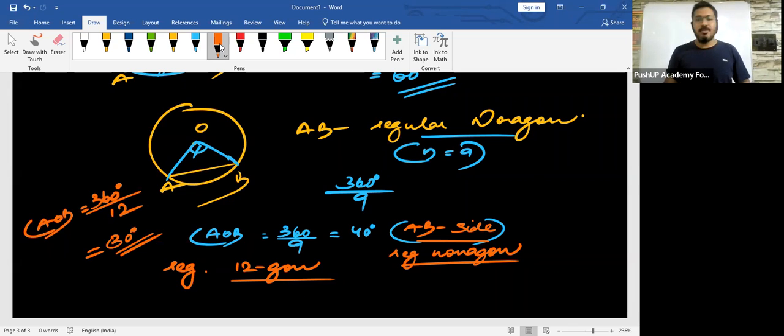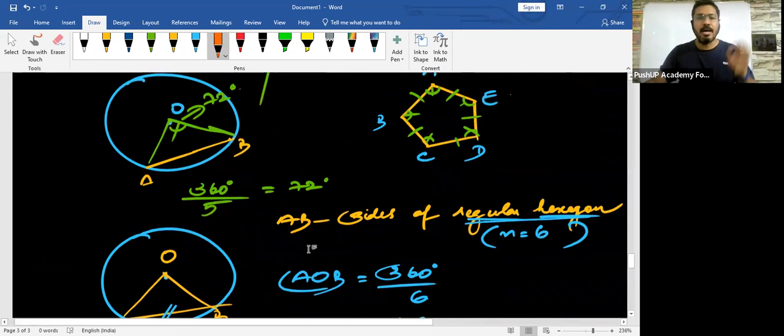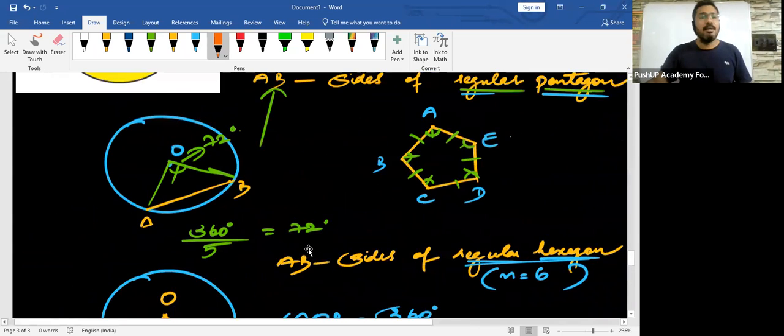Make sense? So children, this property which you have learned today is applicable only when the given chords are the sides of regular polygons. Okay? When the given chords are the sides of regular polygons. And if they ask you this question, definitely they will mention that AB is the side of a regular pentagon or a hexagon or a heptagon or whatever it is. All right? Fine. So children, I have given you the idea about this property. Now solve this sum.